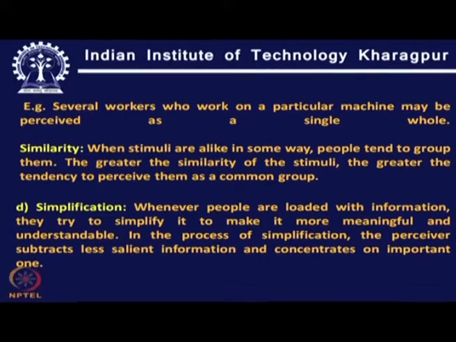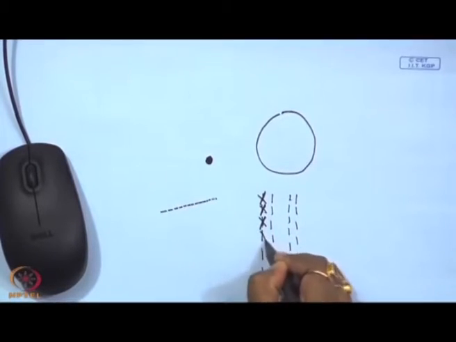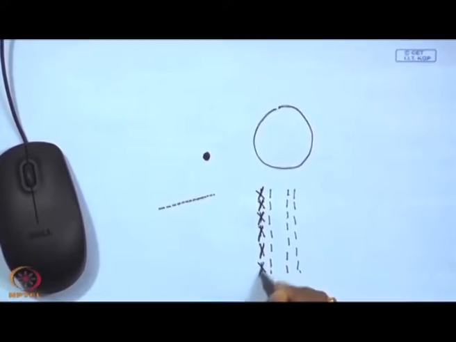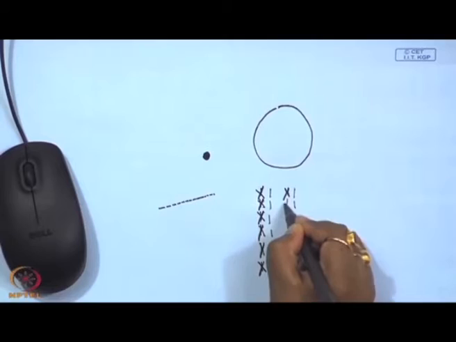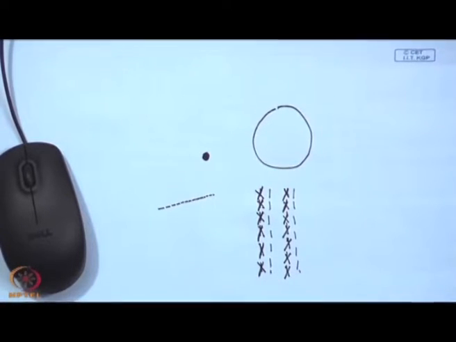Next, when you're talking of similarity, things which are alike, when stimuli are alike in some way, people tend to group them together. Based on the similarity principle, these two appear to be the same and these two appear to be the same. This is called the similarity principle. Things which look alike based on certain characteristics tend to group together.